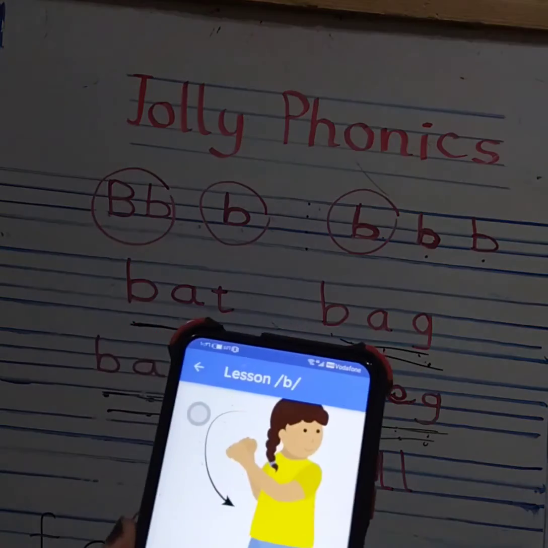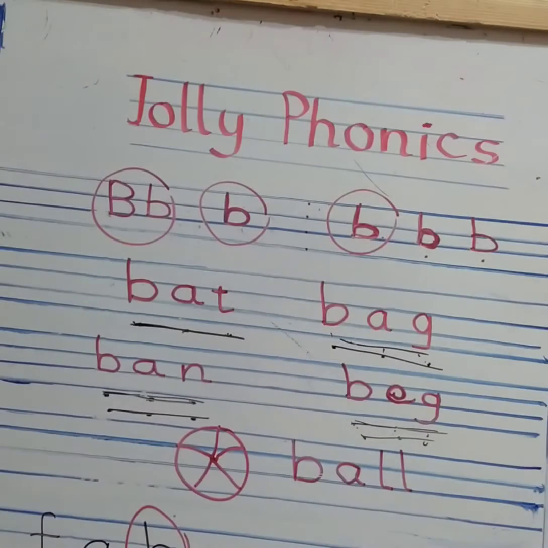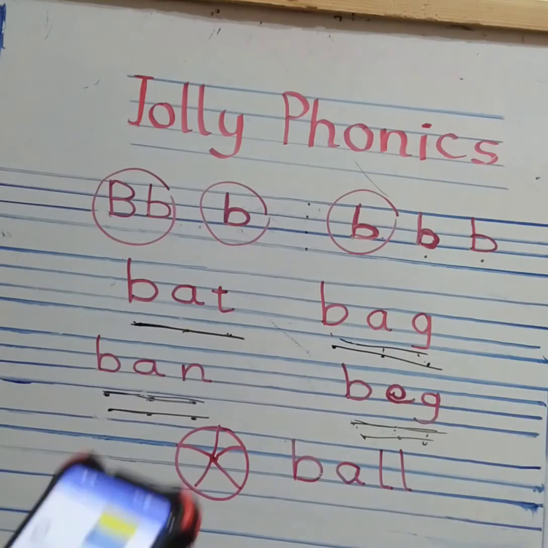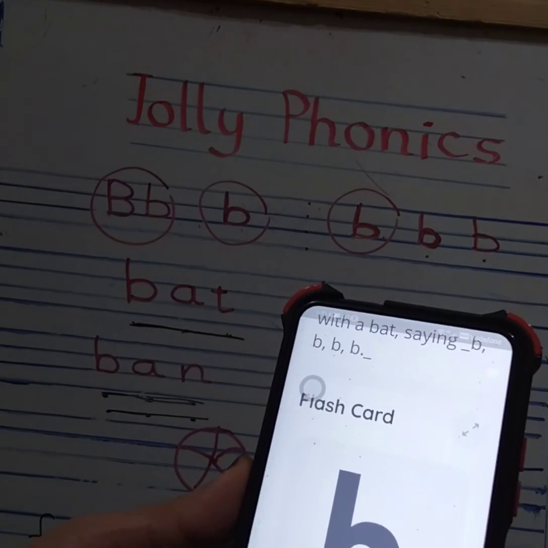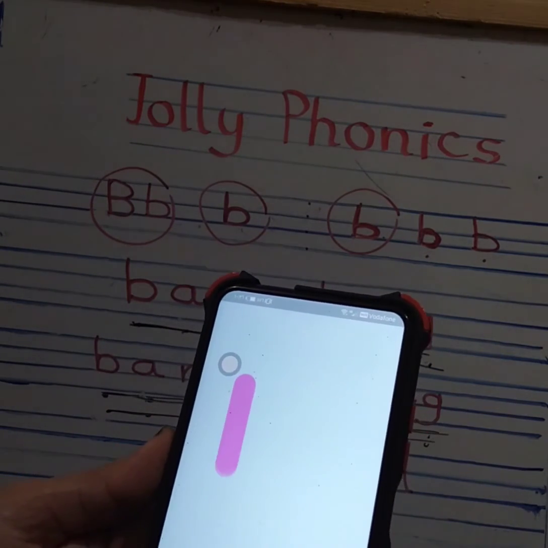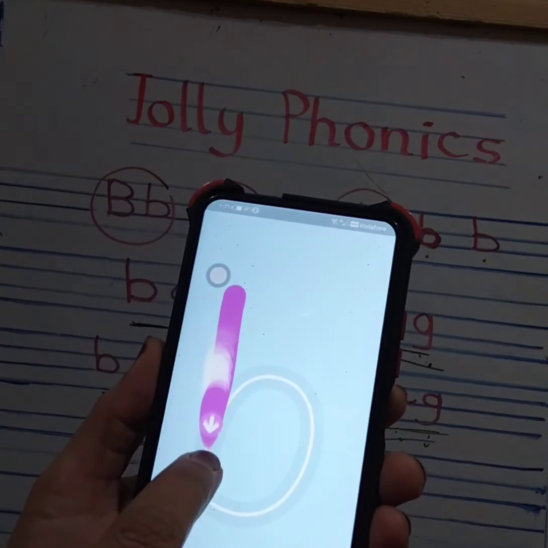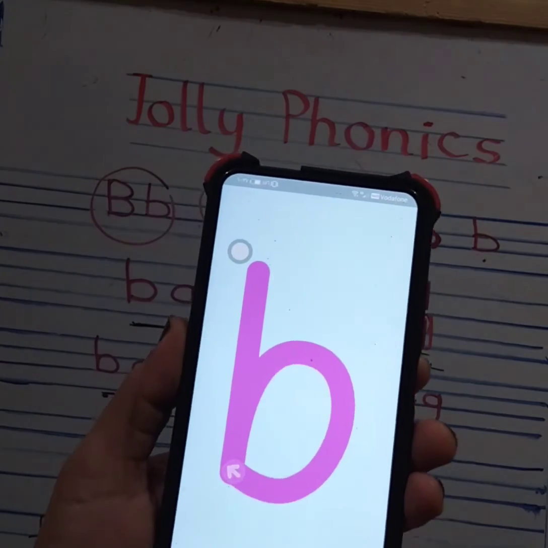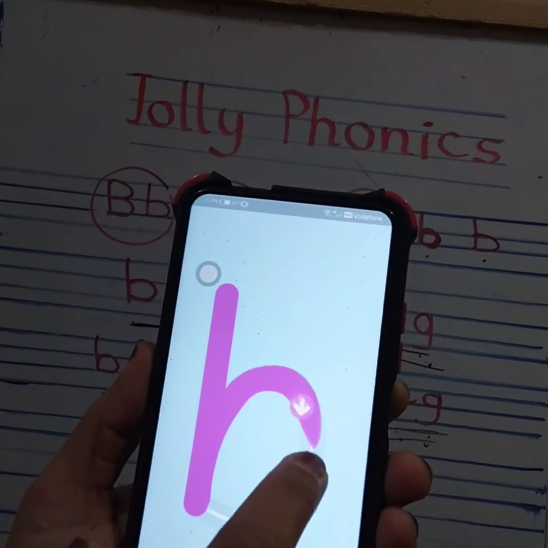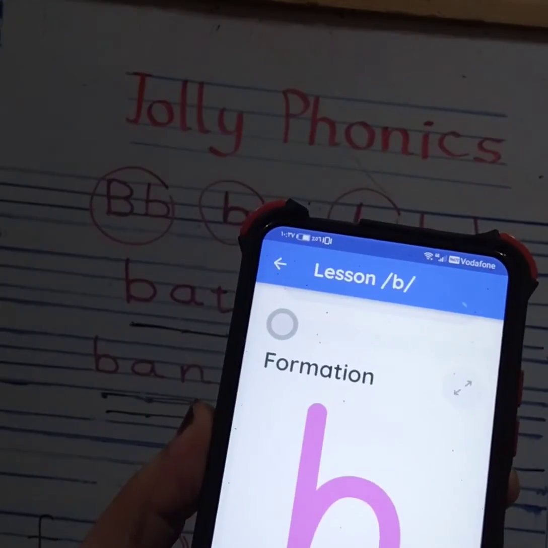Okay, let's have a look at the action. This is the action of b. Again, try to do the action. B b b. Yes, good job. Okay, let's hear the sound. B b b. Yes. Okay, let's write. B. Can you see? B. Okay, let's try. Good job. Again. Which sound is it? B. Good job.